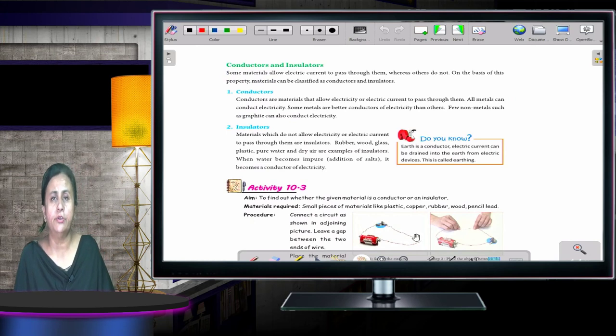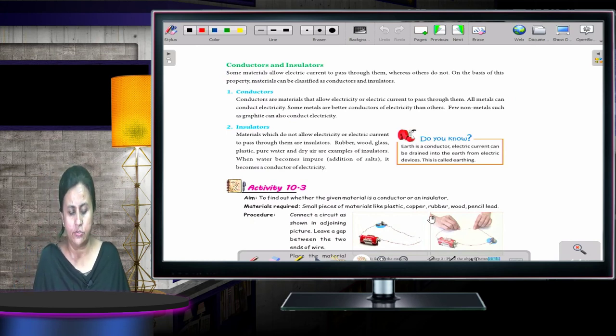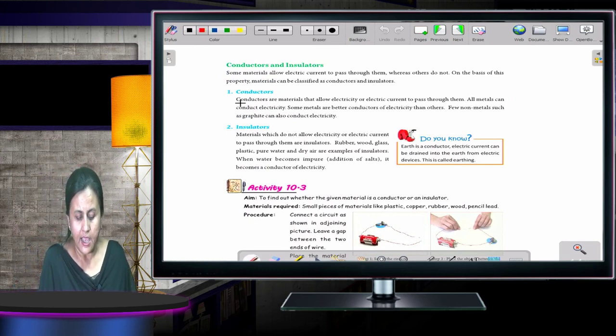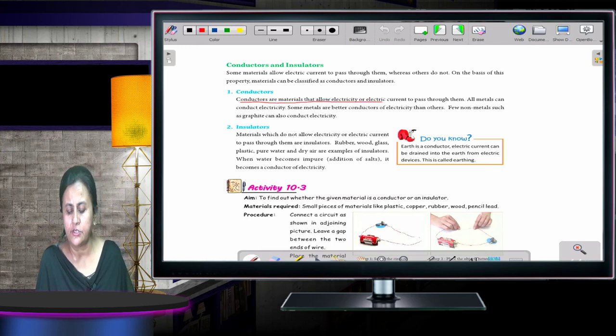Now, conductors and insulators. What are conductors and what are insulators? Conductors are materials that allow electricity or electric current to pass through them, and all metals are good conductors. Okay. Now, what are insulators? Insulators are materials which do not allow electricity or electric current to pass through them. Rubber, wood, glass, plastic, pure water and dry air are examples of insulators.